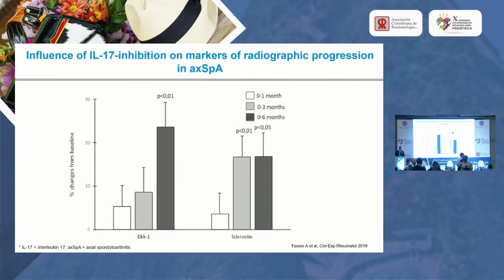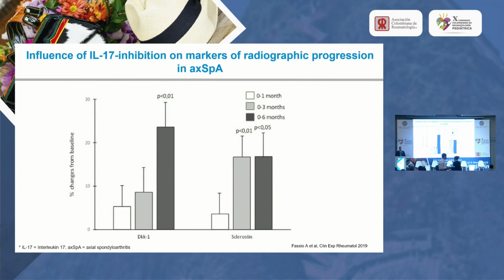If we look at the data of IL-17 inhibition in patients with spondyloarthritis, including psoriatic arthritis, by the way, here, you see that the longer you treat with the IL-17 inhibitors, from first month to month 3 to month 6, you get more DKK1 in your body. So in fact, we protect the patients from developing new bone formation.